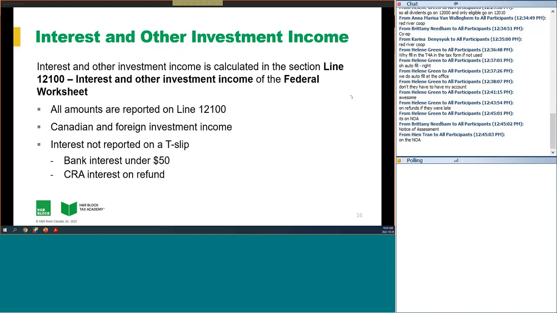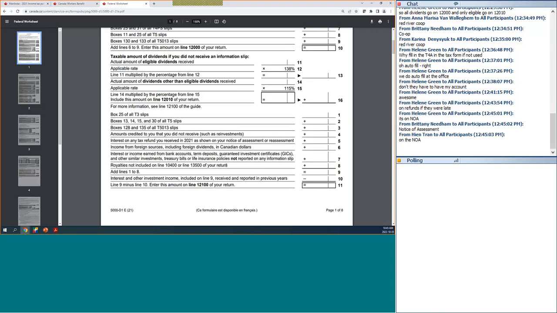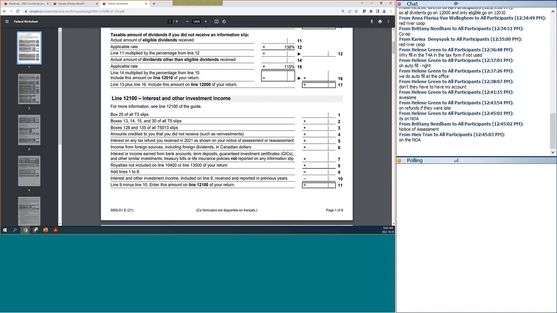Go looking for it. And again, I want to show you, in case you've been doing this before, but it looks different now, we have more of a breakdown. So if you have a box 25, you have interest on a T3 slip, it'll go here. T5 will be box 13, 14, 15, and 30 will go here. T5013, we're not going to do that in this course, but if you get one and you have those boxes, it'll go here. Interest on a tax refund, that's the CRA interest, now goes on line 5. Income from foreign sources, convert to Canadian dollars, goes on line 6.